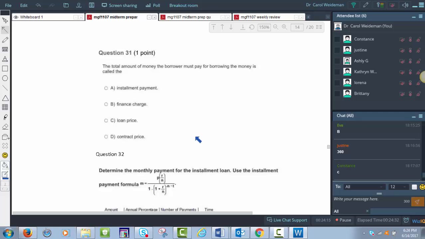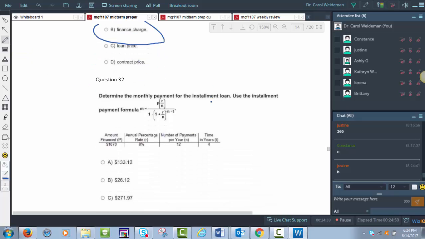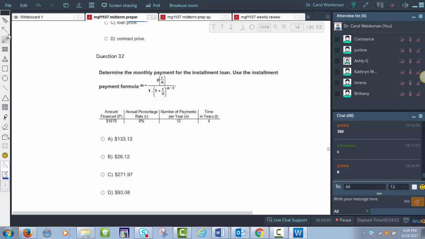Okay, the total amount of money the borrower must pay for borrowing the money is called what? Who remembers that one? Anybody remember? Yeah, that's the finance charge. Good. Okay, monthly payment. Now again, you'll have the formula. They want to know if you're financing $1,070 at 8% interest, 12 payments a year for 4 years, what's your monthly payment going to be?